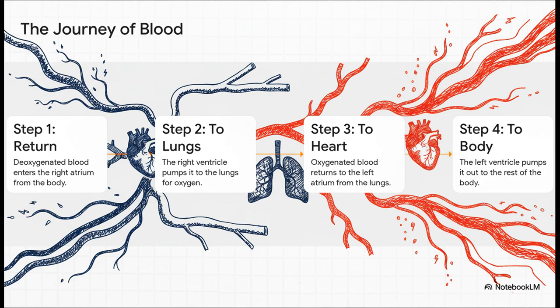First, all the deoxygenated blood comes back from your body and flows into the right atrium. From there, the right ventricle gives it a big push, sending it to the lungs for a fresh tank of oxygen. Then, that newly oxygenated blood comes back into the left atrium, and finally, the powerhouse left ventricle pumps it out to the rest of the body. It's this perfect, non-stop loop.